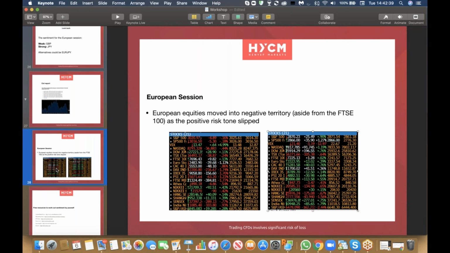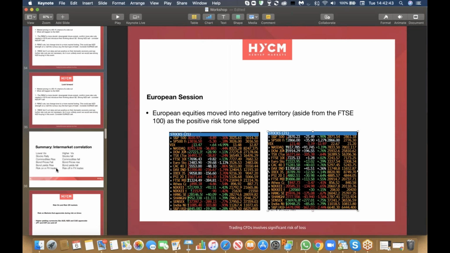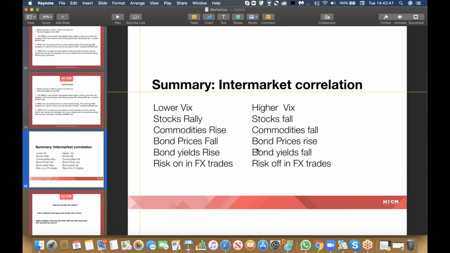And I think I shared with you on Monday, here it is. So this is the intermarket correlation. If you haven't got this down yet, just take a screenshot. This is the relationship between the two. When you've got a lower volatility index, stocks are going to rally, commodities are going to rise, bond prices are falling, bond yields are rising, get risk on. Risk on FX trades, we see yen and Swiss franc weakness, and we see Australian dollar and New Zealand dollar strength.